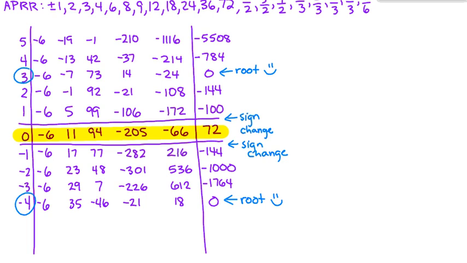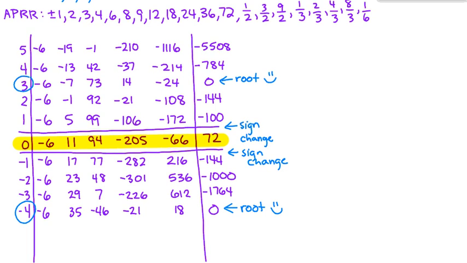And this is where I would start trying fractions. I would not try fractions until this point. But we know we have to find a third root. We know there is a root between 0 and 1. It could be a rational root. And the choices we have that fall between 0 and 1 are 1/2, 1/3, 4/3, and 1/6. So I would start trying those and see if any of them work.